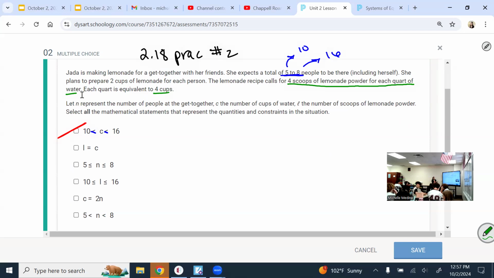Do we know the difference between cups and quarts? So we're saying that 1 quart is equal to 4 cups. So you shouldn't be telling me that it's 4 scoops of lemonade powder for 1 cup. You shouldn't be telling me that. I need 4 scoops for 1 quart. So what does that mean for each cup?